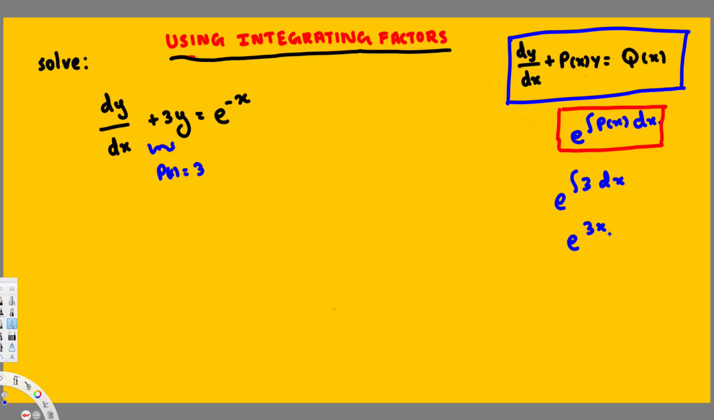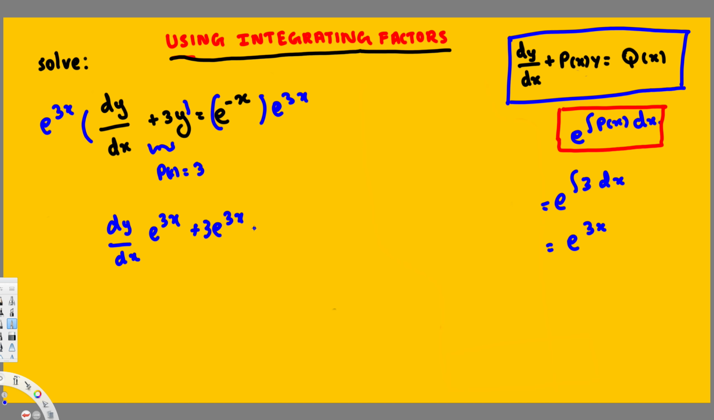Now after we find our integrating factor, we have to multiply this integrating factor on both sides of this differential equation. So let's multiply, and after you multiply, you will get this: dy over dx e power 3x plus e power 3x, 3 in front already, and y, right? And then here we are going to have e power 2x, and let's simplify.